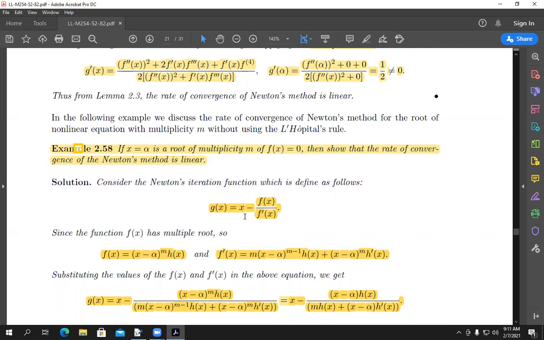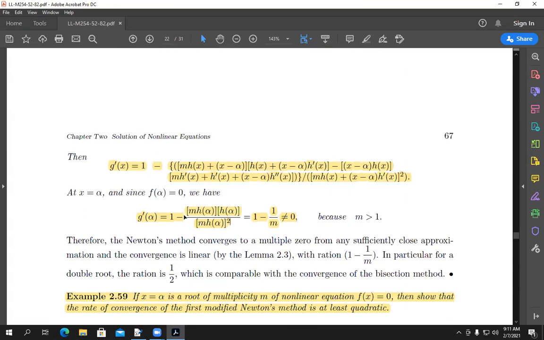We multiply the second term by m. Yes, we only have to multiply by m. So when you multiply by m, then you behave the same. Multiply by m, multiply by m, and multiply by m. m divided by m is equal to what? 1, and 1 minus 1 equals what? 0. And 0 means quadratic, at least quadratic. And we know that the modified Newton method converges at least quadratically. Minimum is 2. Fast, because the modified one is the best formula for the multiple root.